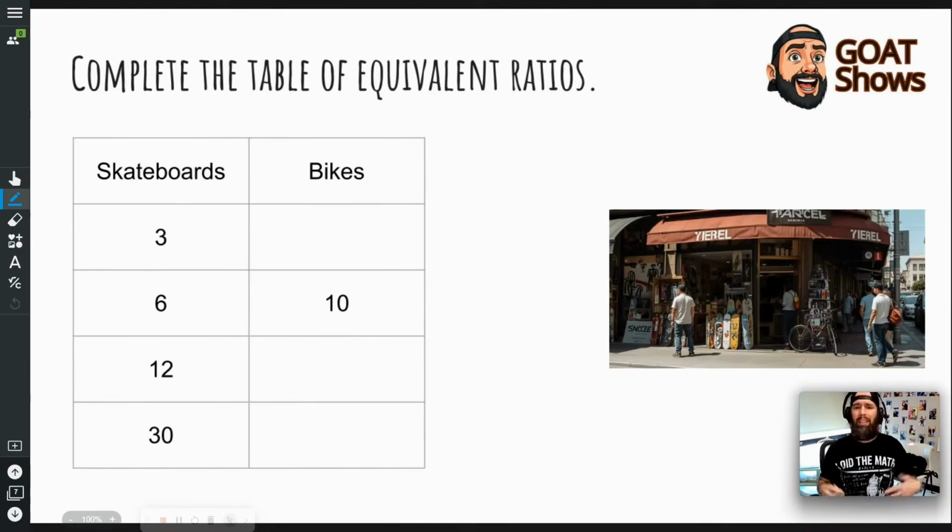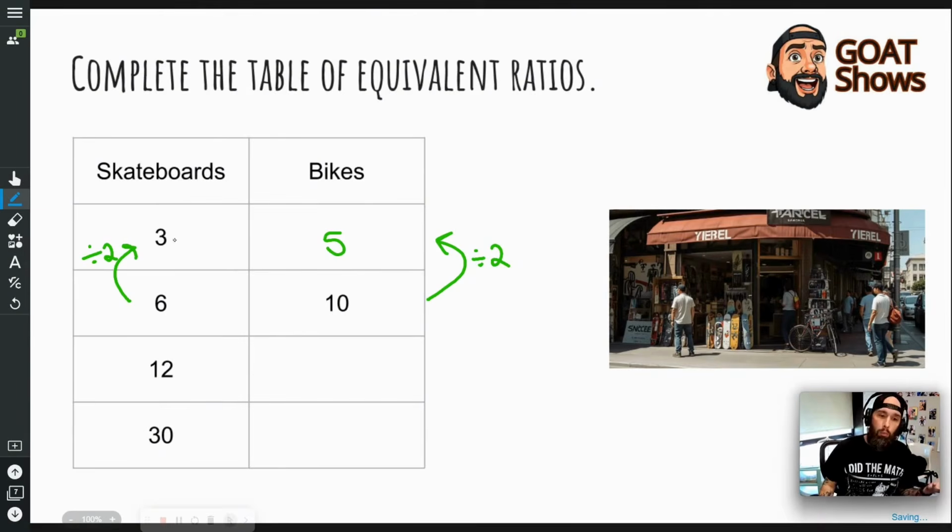But it's not always going to be easy. What if I complicate things and put things out of order, like I did here with the skateboards and the bikes? What do I do then? It's not that bad. I'm going to go backwards. I don't have this one, but I have 6 to 10. How can I go from 6 to 3? I can divide by 2. So I divide that 10 by 2 to get 5. So 3 to 5 is the same as 6 to 10.